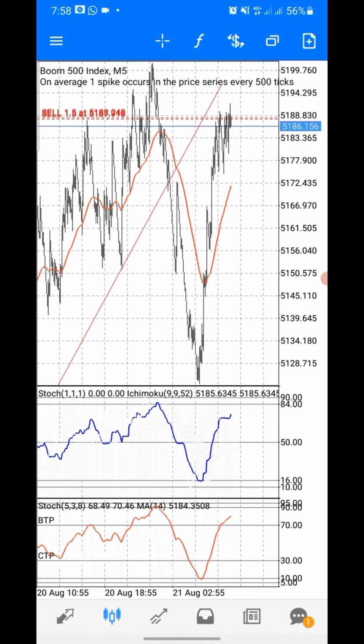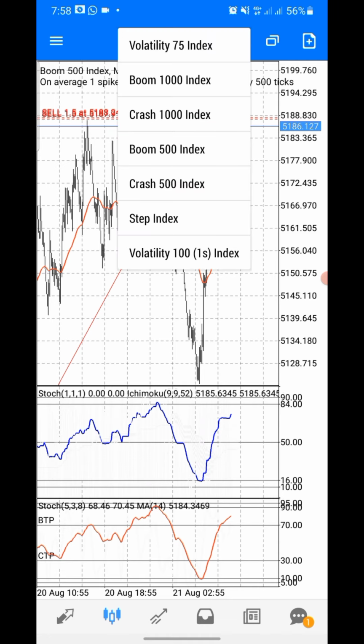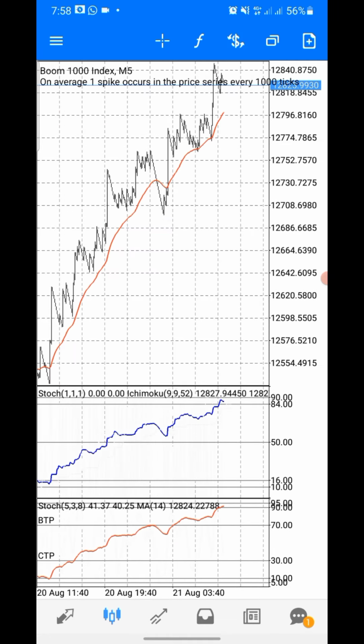Now let's move to Boom 1000. Like I said, if any conditions are met in the course of this video, we do take it, but if none of the conditions are met, we just explain the entry and the exit for you guys. The conditions are not met for now, so we will not be able to take any trade position. But the same conditions for Boom 500 also apply for Boom 1000.